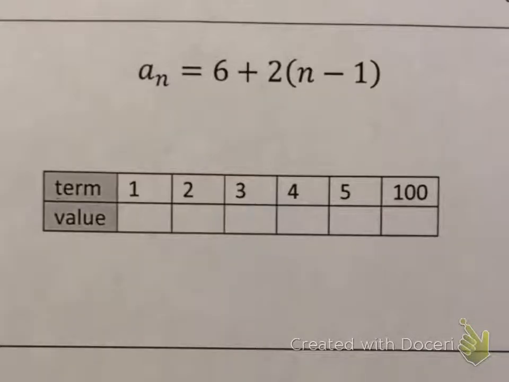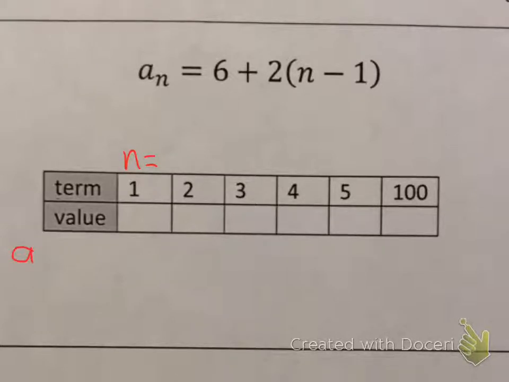So let's see if we can use that formula in order to do some stuff. On this first example, they actually gave us the explicit formula of an arithmetic sequence, and they asked us to fill out the table for the first, second, third, fourth, fifth, and 100th term. So really all we have to do on a problem like this is substitute our numbers in. The term is our n value. So here's n equals 1, here n equals 2, and I just need to substitute it in.